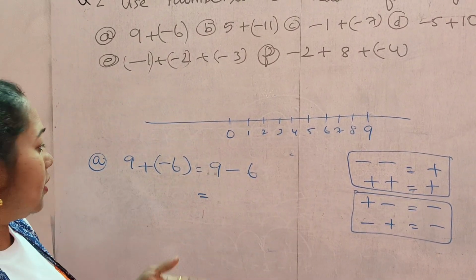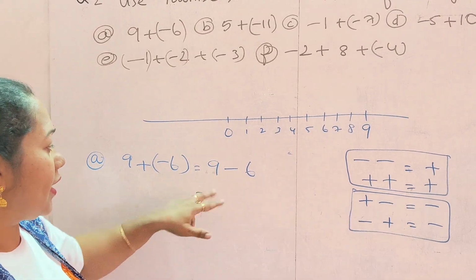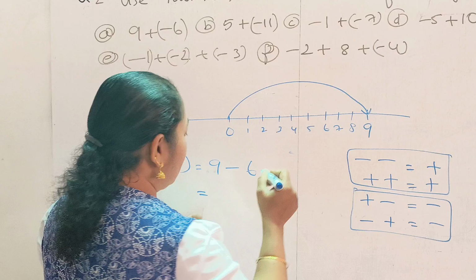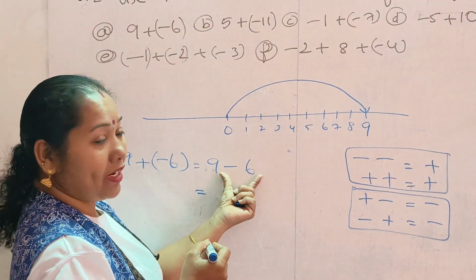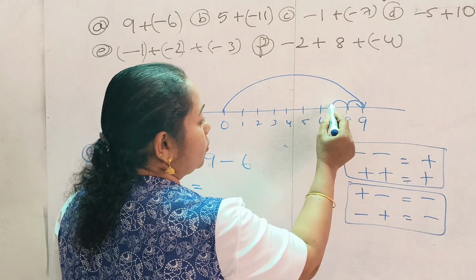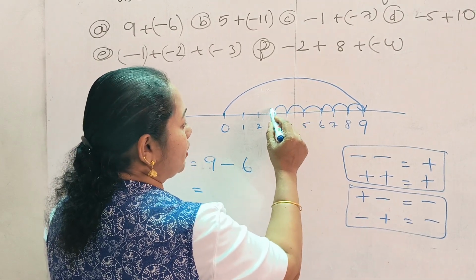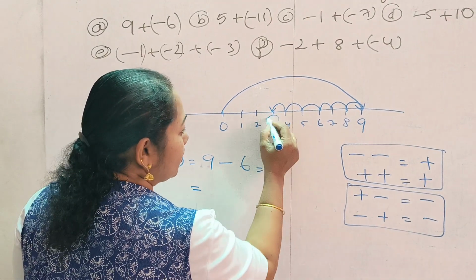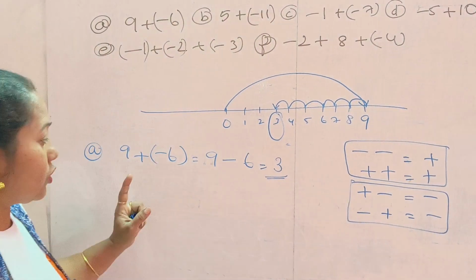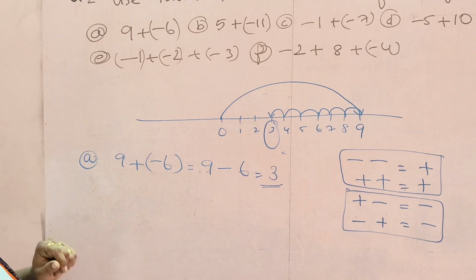So 9 minus 6, first we have to go towards the right side. That is positive number. So 0 to 9. Then we have to go to the left side. Minus 6, so left side. So how many numbers? 6 numbers. 1, 2, 3, 4, 5, 6. So what is the answer? 3. Okay. First question is done using the number line.